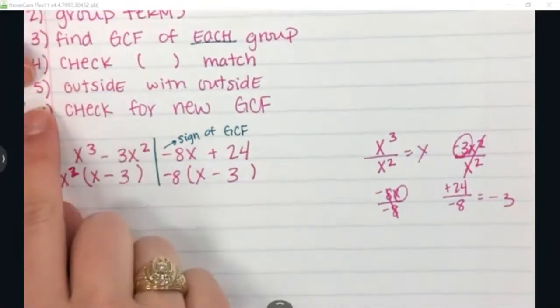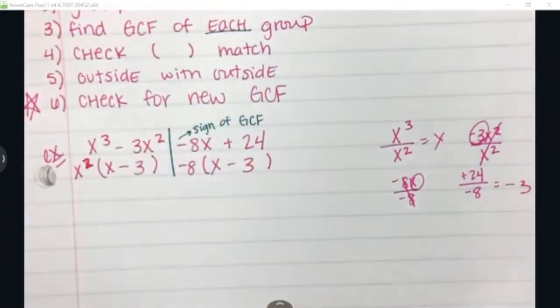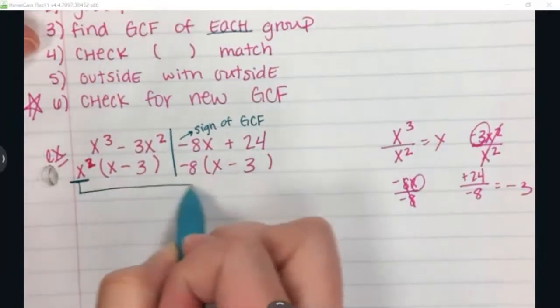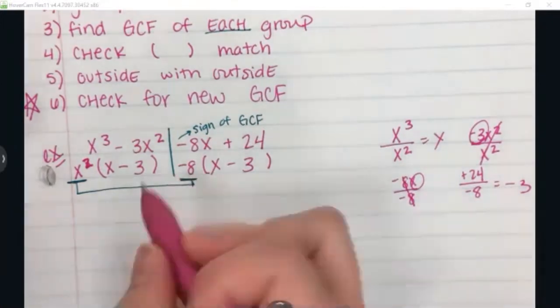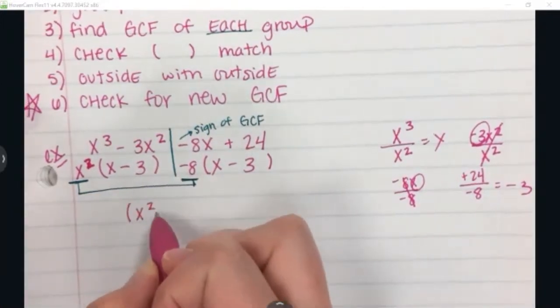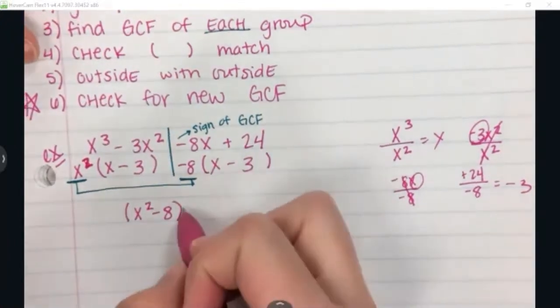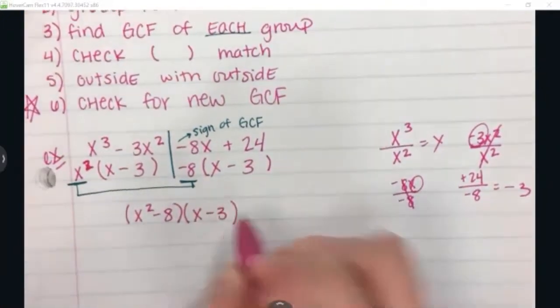So step number 5, outside goes with outside. So watch this. Whatever is outside, so my GCF and my second GCF now go together in one parenthesis. So x squared minus 8. They were both the GCFs, so they come together to create their own parentheses. My second set of parentheses stays the same, x minus 3.